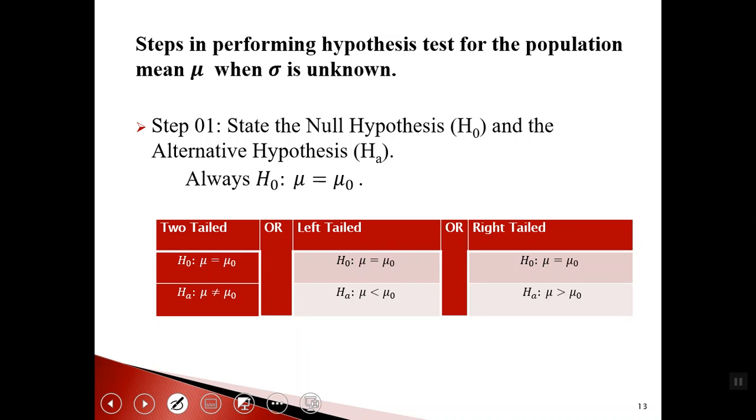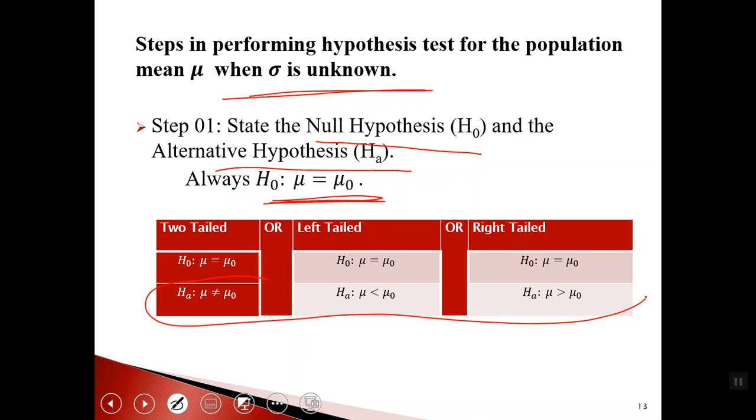Now we are going to follow the steps we need to do to perform hypothesis testing when sigma is unknown. First step, state your null hypothesis and alternative hypothesis. Always remember H naught is mu equals mu naught, always. The alternative hypothesis is based on your claim. Based on your claim, you have to pick whether it is two tail, left tail, or right tail.